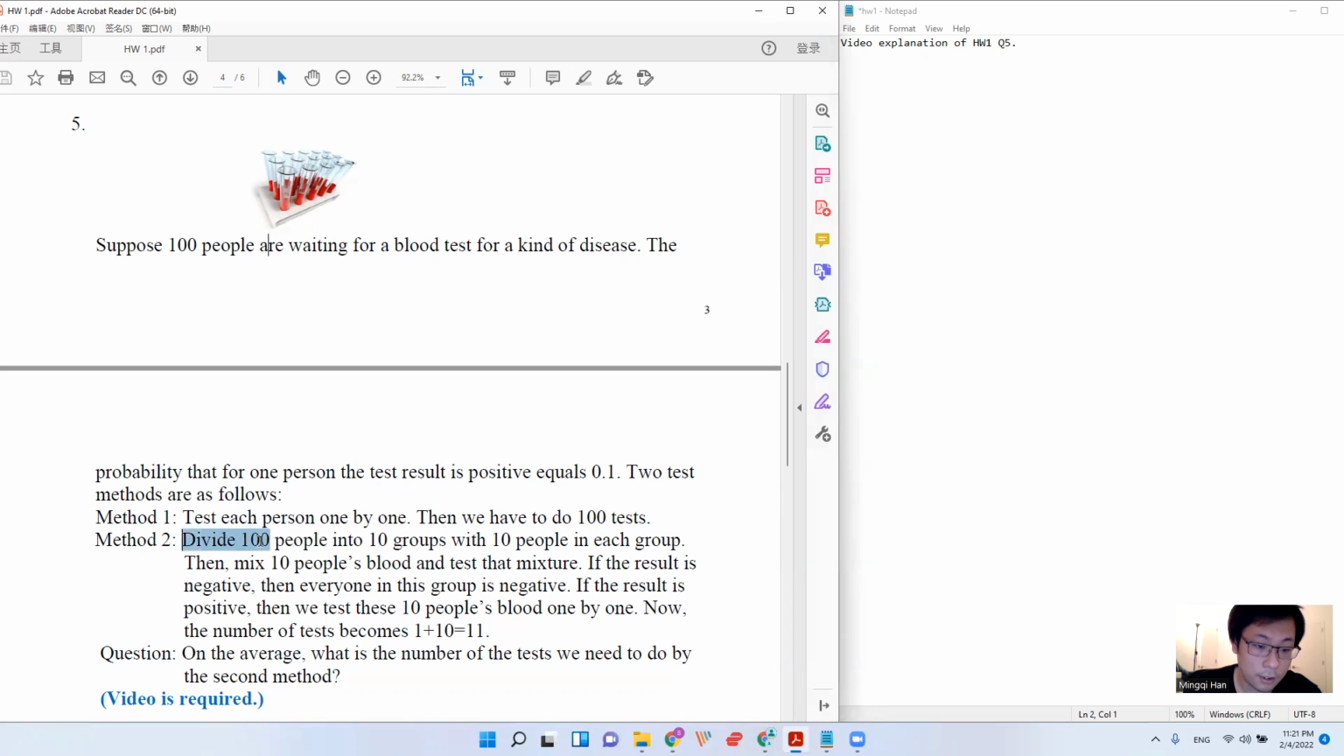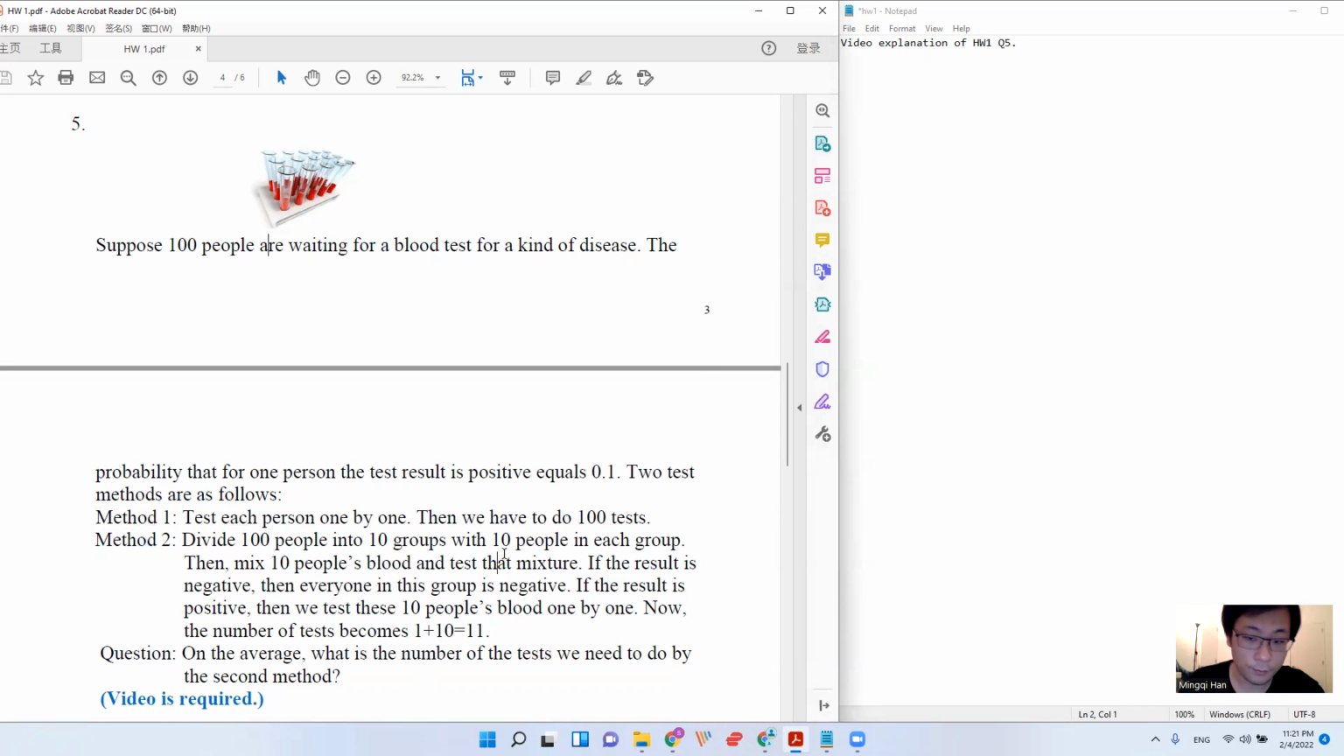And method 2 is to divide 100 people into 10 groups with 10 people in each group. Then for a group that has a positive result, do a second round of test for that group specifically, which adds 10 more tests to the total. The question is to find, on average, what is the number of tests we need to do for method 2.